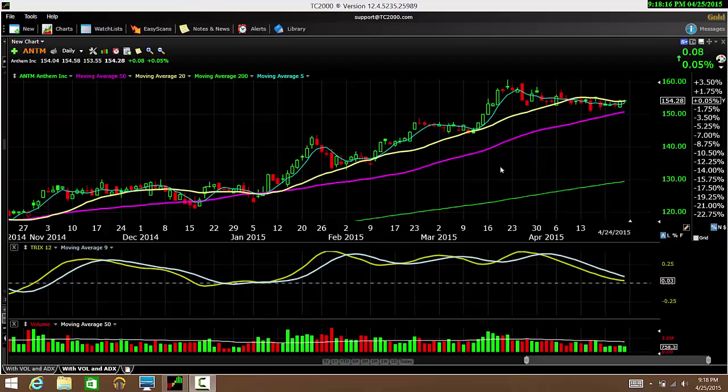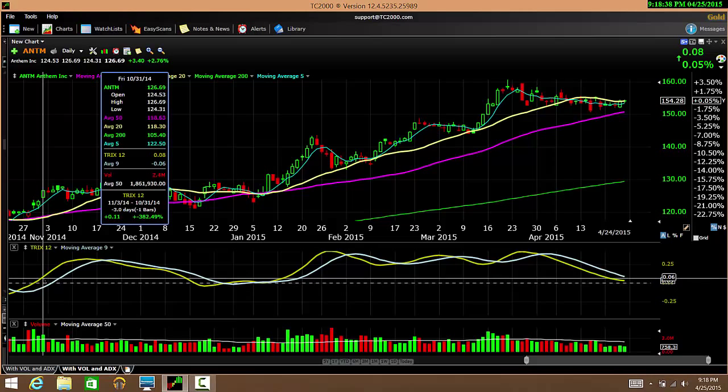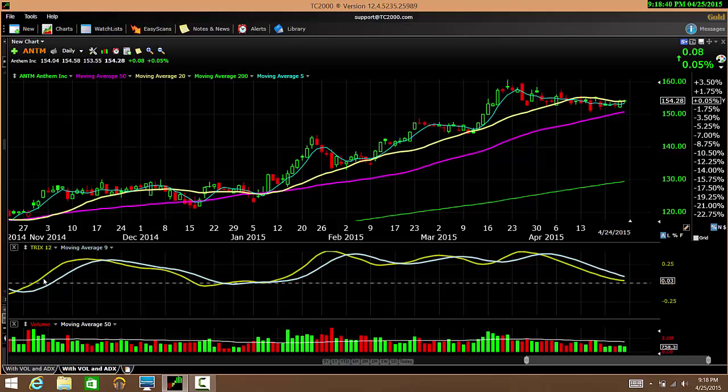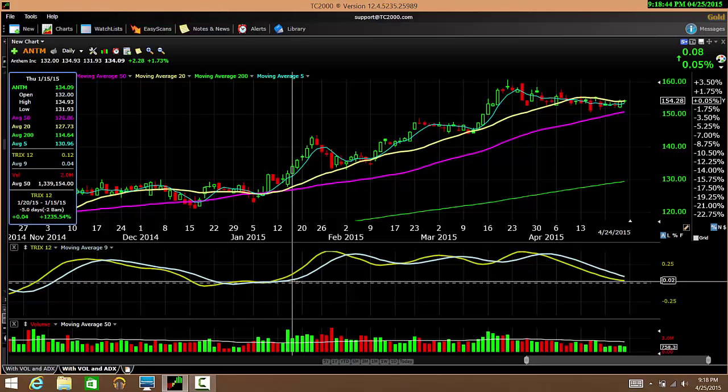The first one is a chart of Anthem, A-N-T-M. And as you can see here, I've got some moving averages. I've got the TRIX oscillator as well as the volume. And the TRIX gives you a couple of buy points, buy signals here. One is right around here on November 3, and one is right here, which is on January 20.